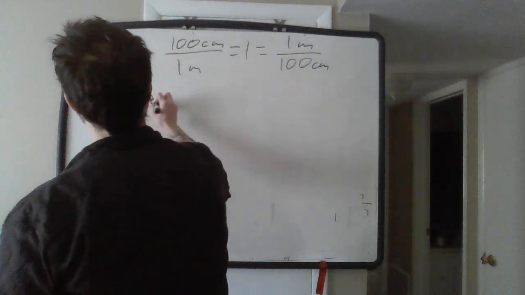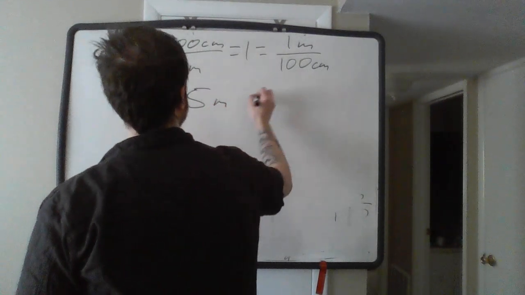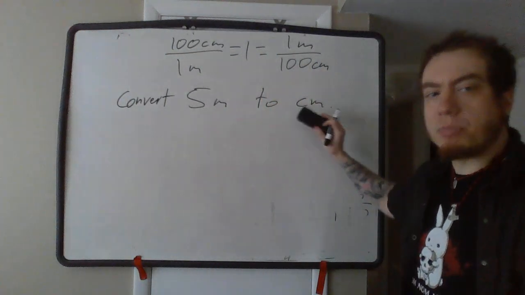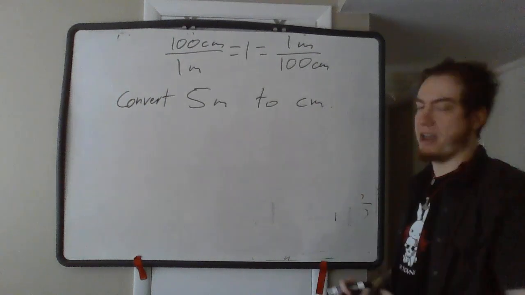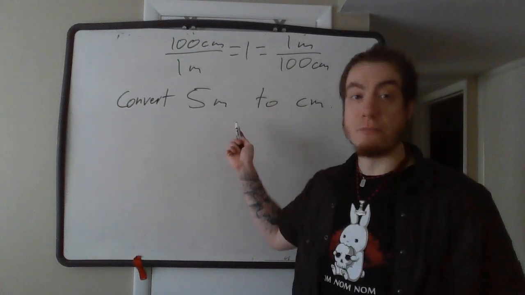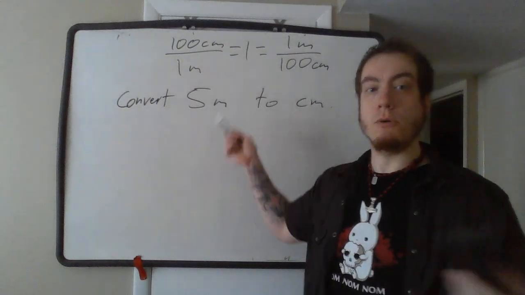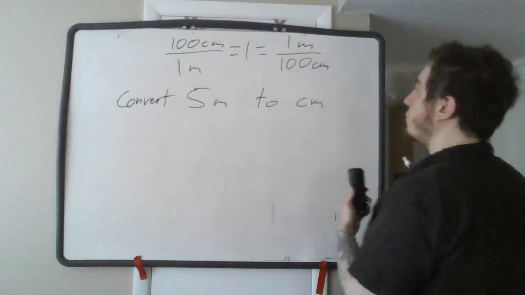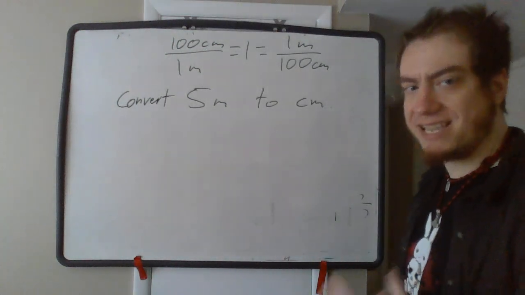Let's say I want to convert 5 meters to centimeters. Now, you could probably figure this out just by thinking about it, right? If 1 meter is 100 centimeters, how much would 5 meters be? Well, it would be 500 centimeters, right? Because we have 5 copies of 100 centimeters. So that one's pretty easy to do.